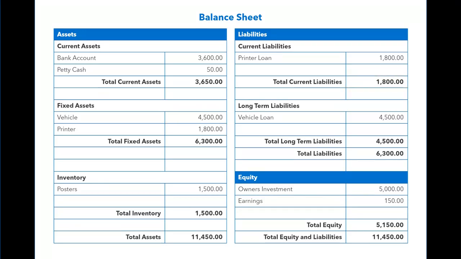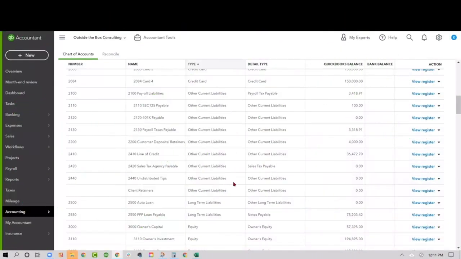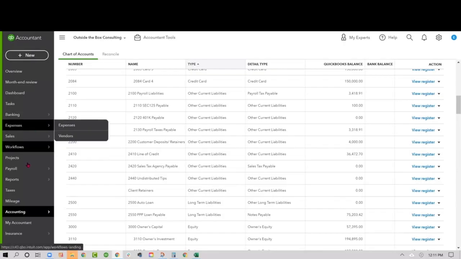Using the equation assets equal liabilities plus equity, we can see that your sheet is balanced, with a total of $11,450 on both sides. And this actually shows up on the balance sheet. And I'll just go ahead and open a balance sheet.